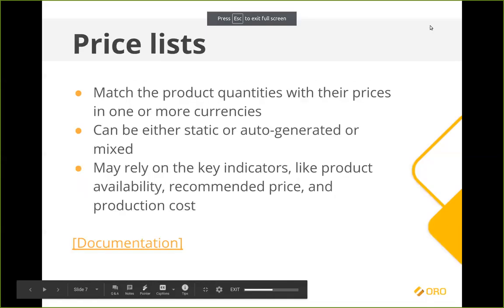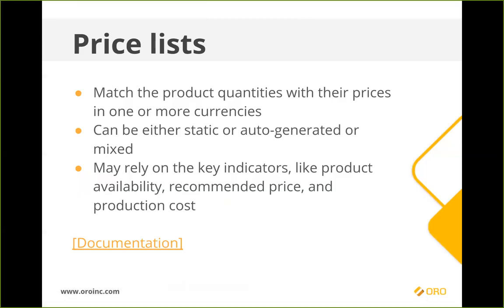Let us continue. Next important thing we have to talk about is the price list. So price list is the core entity in the pricing component. Price list is the group of prices, and it basically matches the product quantity with their prices in one or more currencies. So remember those combinations of 5 items? Price list is one of those 5 unique parameters.